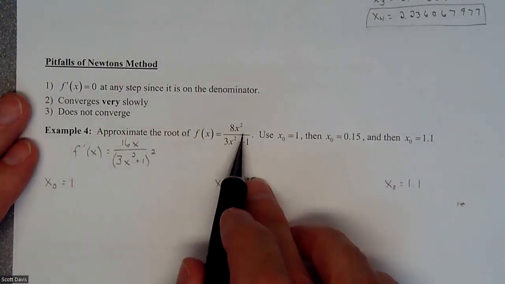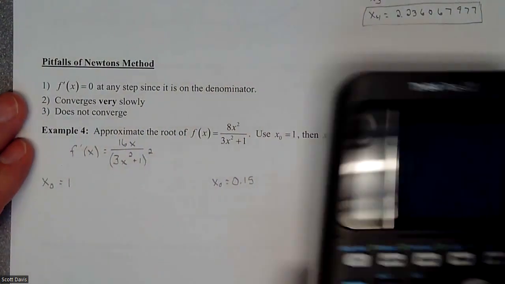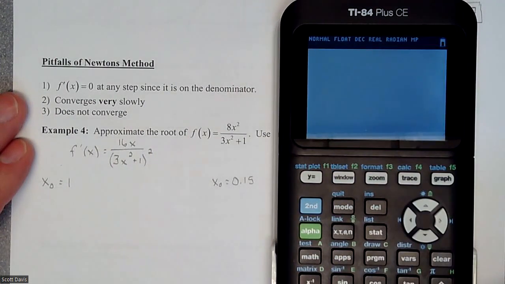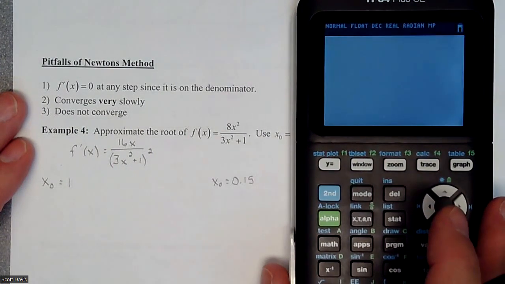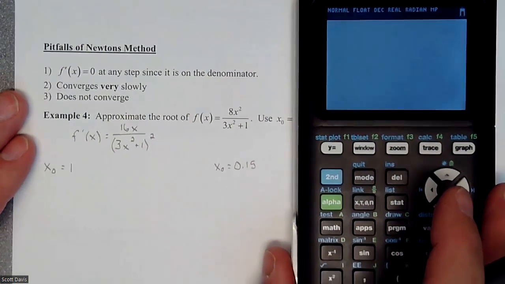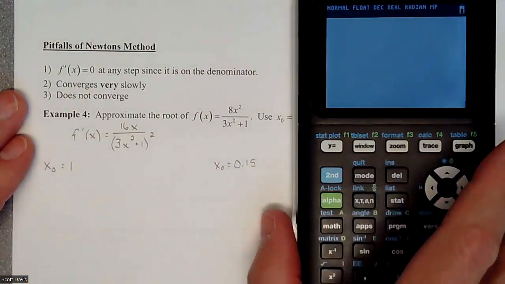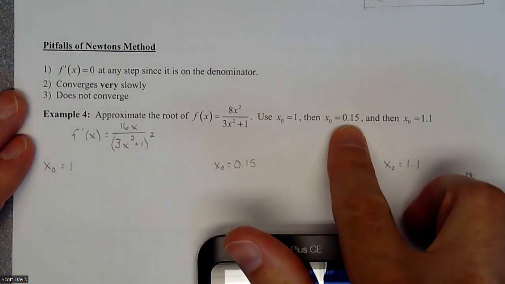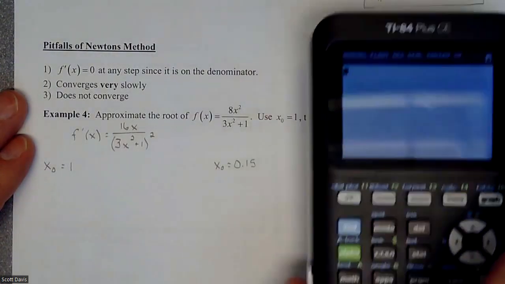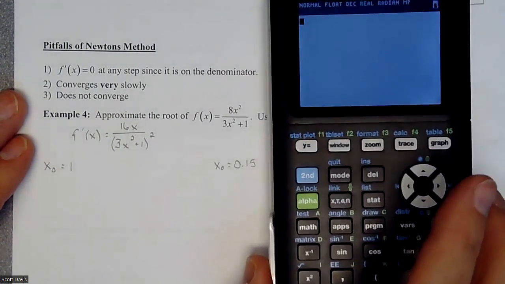So we have this equation. This is the slope of that equation, and I'm going to let the calculator kind of help us work through this. So first thing is I got to get this thing going, and to get this thing going I'm going to start with a value. We're starting with a 1, and then a 0.15, and then a 1.1. So these are 3 different situations, and we'll see what happens.